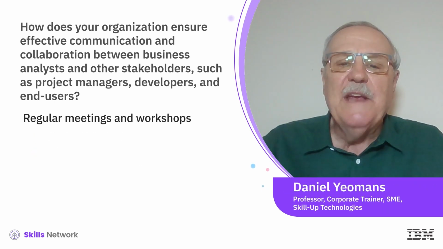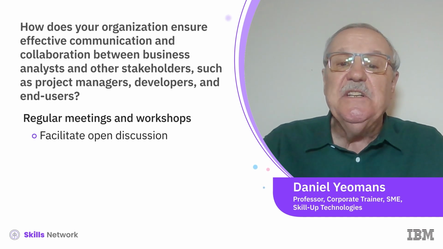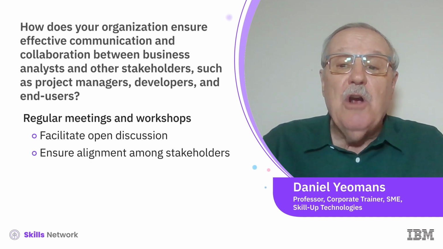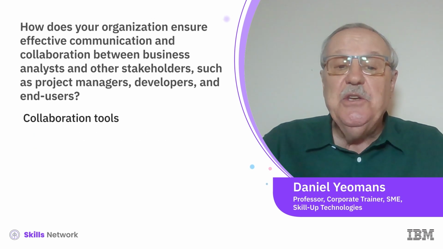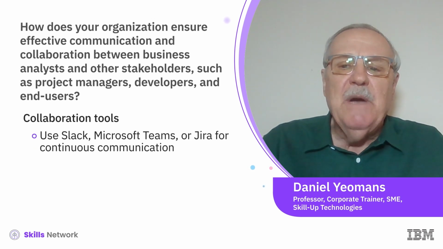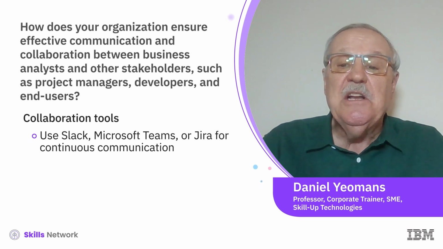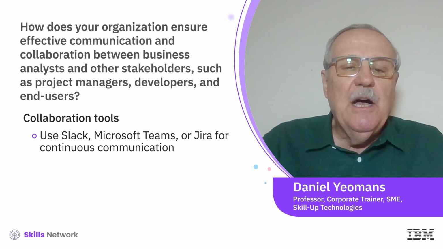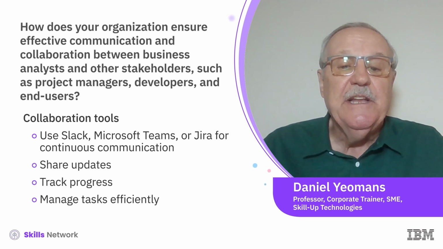First of all, hold regular meetings and workshops. Schedule frequent meetings and workshops to facilitate open dialogue and ensure all stakeholders are aligned. Why? This helps in addressing any issues promptly and keeps everyone on the same page. Next, use effective collaboration tools. Leverage tools like Slack, Microsoft Teams, or Jira to maintain continuous communication and collaboration. These tools help in sharing updates, tracking progress, and managing tasks efficiently.